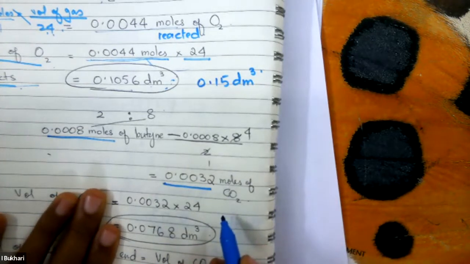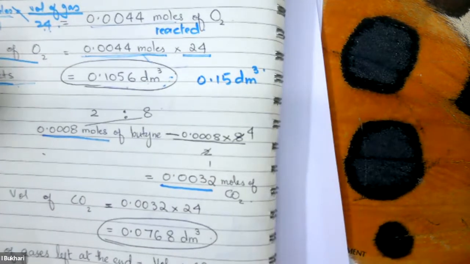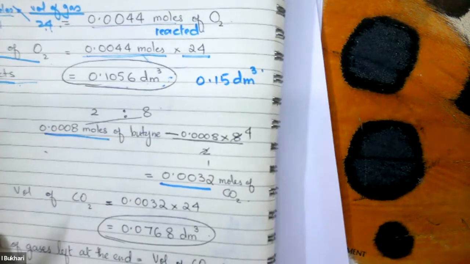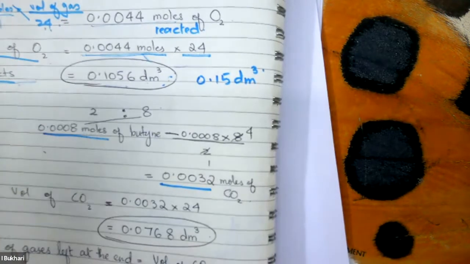Did you get this? Yes, miss, I got 0.0032. Okay, I got 0.0033. Yes. Okay, let's move on.